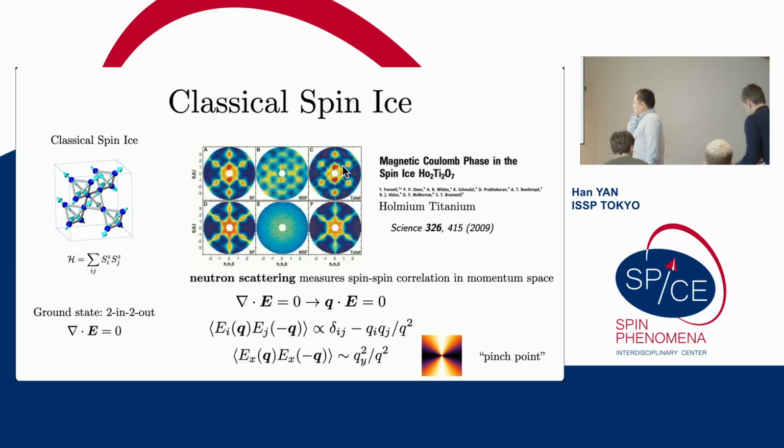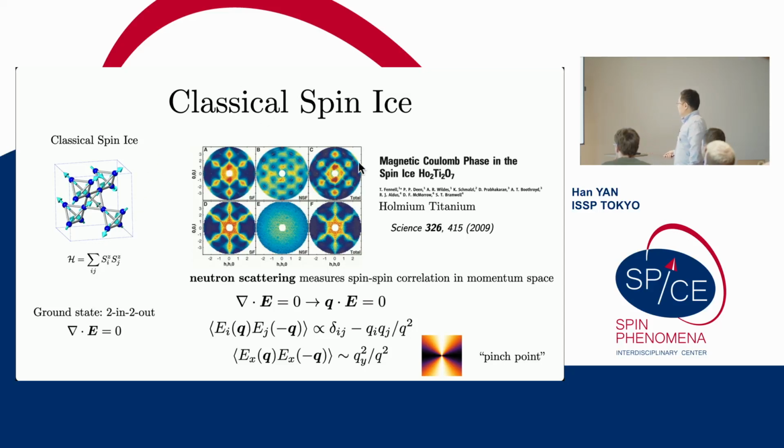Now, in the beginning, people liked to interpret this as, instead of electric field and charge, magnetic field and magnetic monopole. So effectively, you have this emergent magnetic monopole in the system, which is a really cool story.